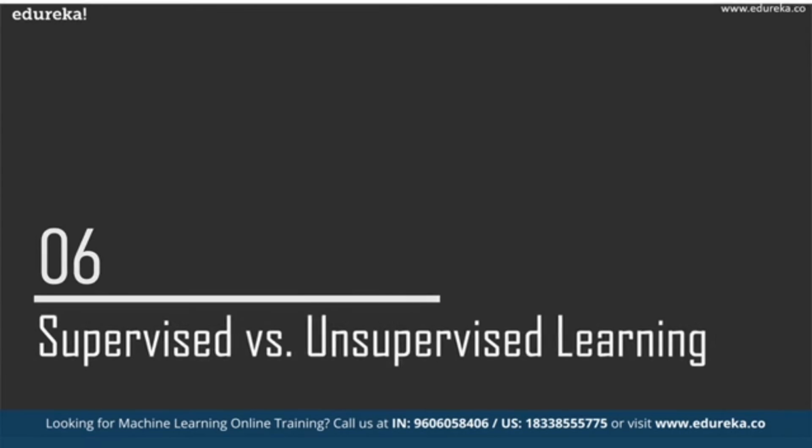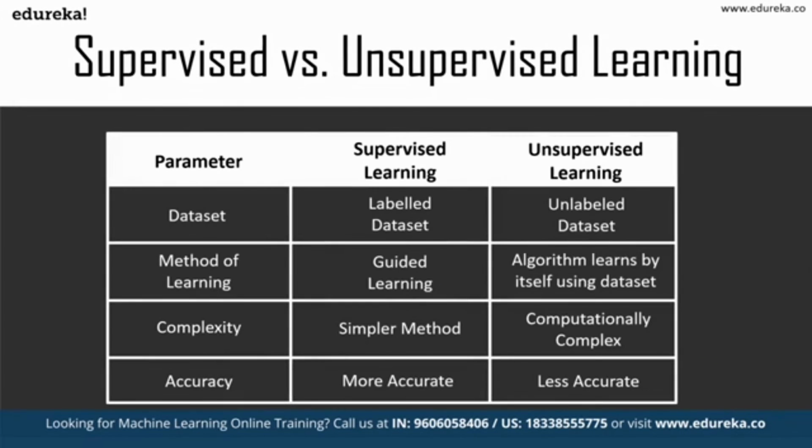And from unsupervised learning, we have a set of parameters on which we shall differentiate the two. We have data sets, we have the method of learning, we have complexity, we have accuracy. So let's see how these fare against each other. So in supervised learning, the data set is always labeled, whereas the data set is unlabeled in unsupervised learning. The method of learning in supervised learning is guided, meaning that you are guiding the algorithm to learn, whereas in unsupervised learning, the algorithm learns by itself using the data set.